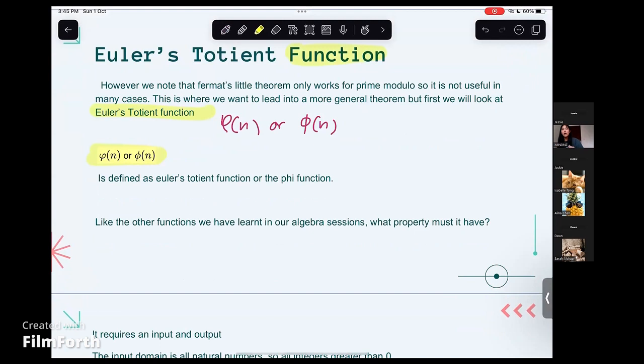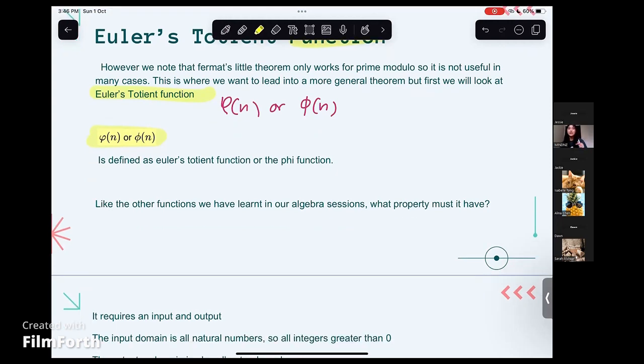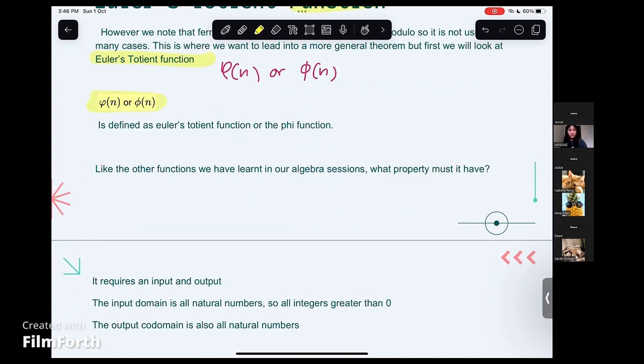If you remember from our algebra class, what properties do functions have? There's, I guess, two specific things that define a function. Can anybody remember what those things are? Yes. Okay. So it requires an input and then it requires an output, right? So that's what a function is. There's an input and then there's an output.